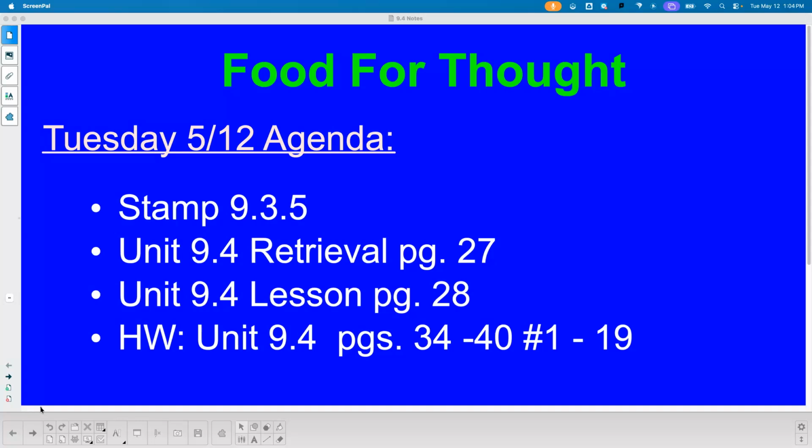All right. So, we're in 9.4 today. We're starting on page 27.